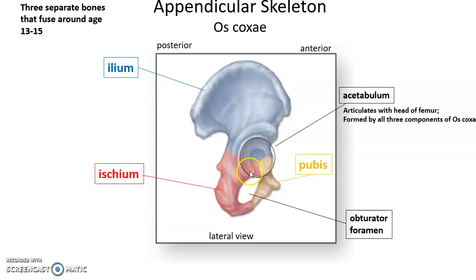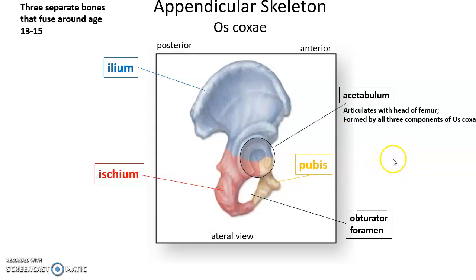All right, the os coxae. The os coxae, the hip bone, is actually made of three separate bones that fuse when we're around the age of 13 to 15. Those separate bones are known as the ilium, ischium, and pubis. So we often refer to those three regions of the os coxae: ilium, ischium, and pubis.